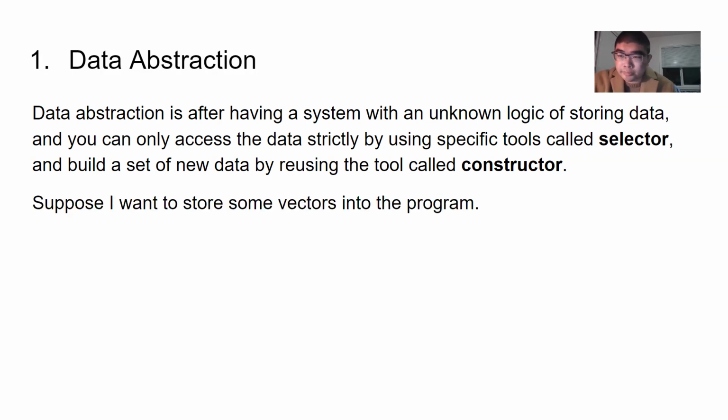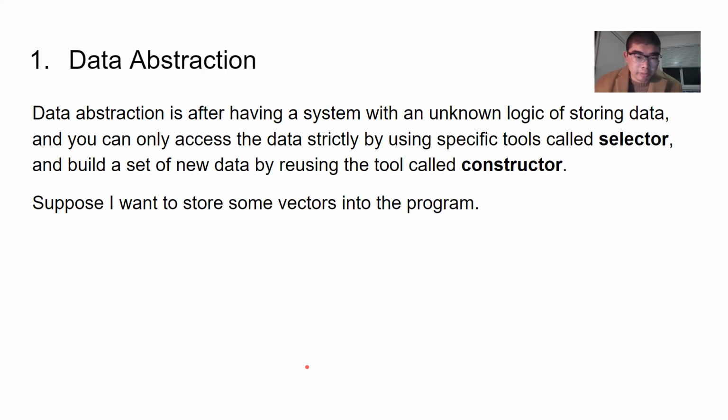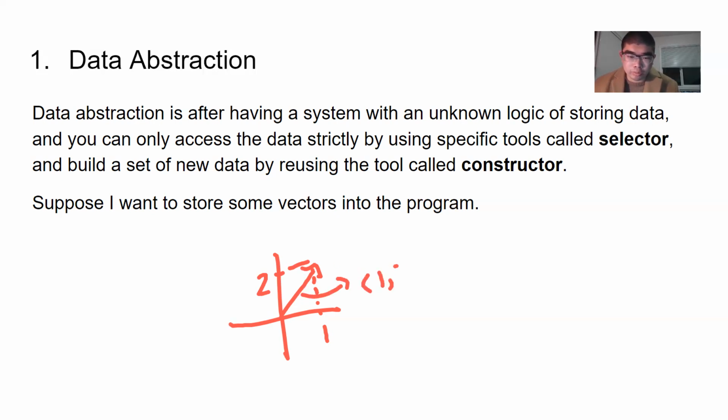Suppose I want to store some vectors in a program. I can briefly talk about what a vector is, maybe someone doesn't know. A vector is when I have a coordinate system, I will have a vector showing the direction and the coordinates from the origin. Suppose x is 1 and on the y-axis is 2. So this vector is (1, 2).